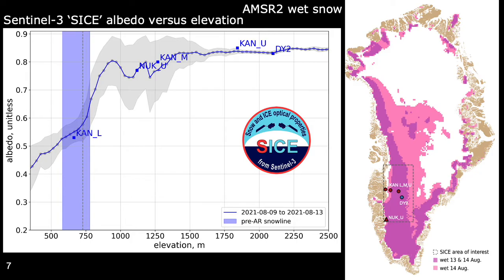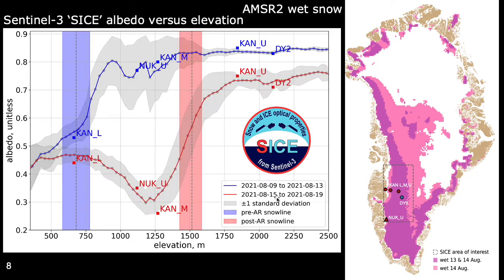And then the next period is from the 15th to the 19th of August. This is after the impact, which was on the 14th of August, and there is a huge reduction in albedo across the ablation area. It pushes the bare ice area up by 750 meters. And again, we have agreement with the ground data. The study ends up focusing on the upper elevations of the ice sheet where there is a pretty consistent 0.1 decrease in albedo. So it gets darker by 10%.